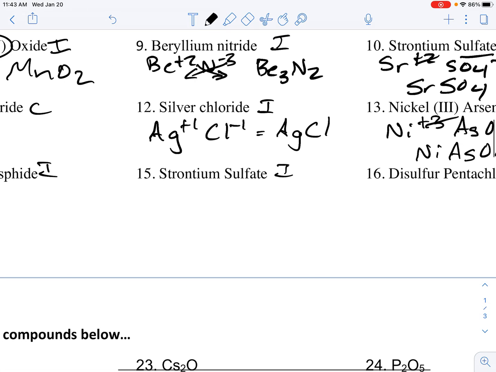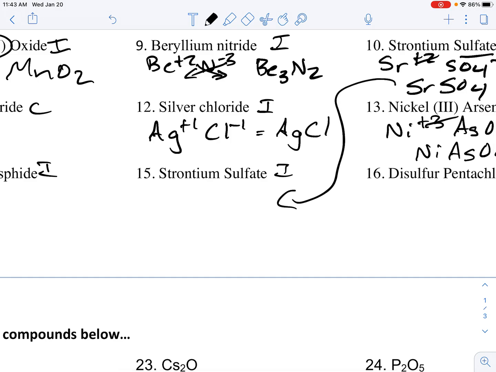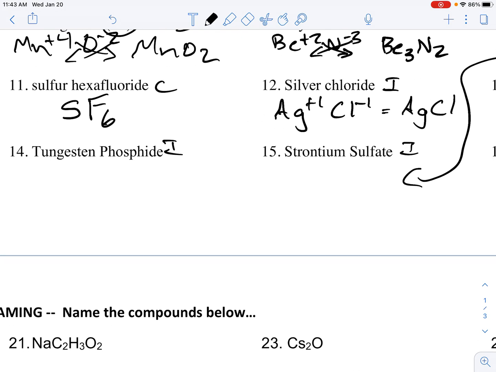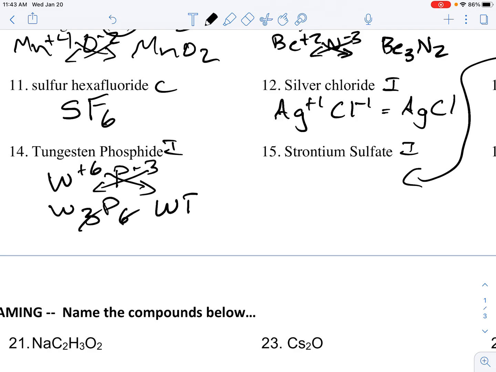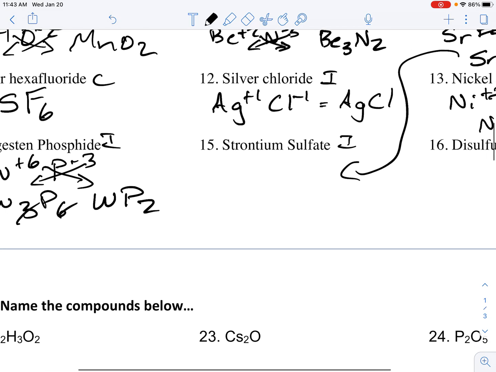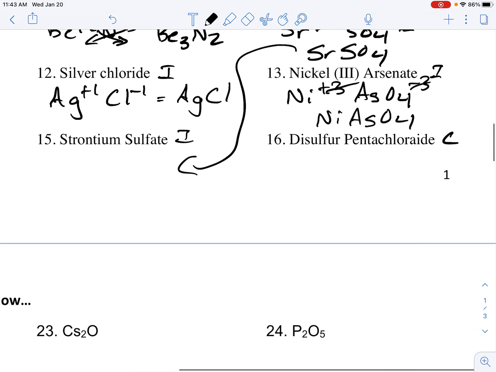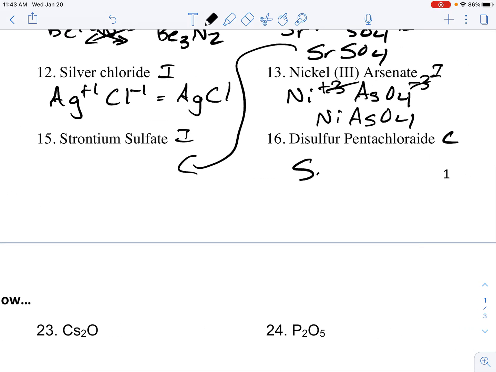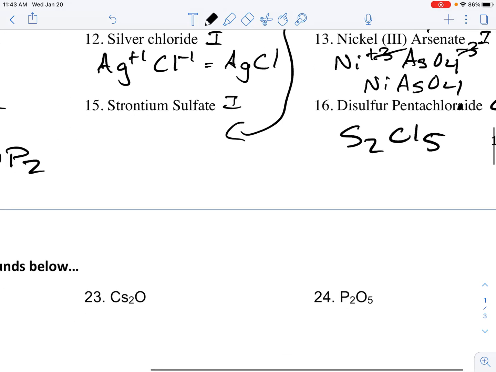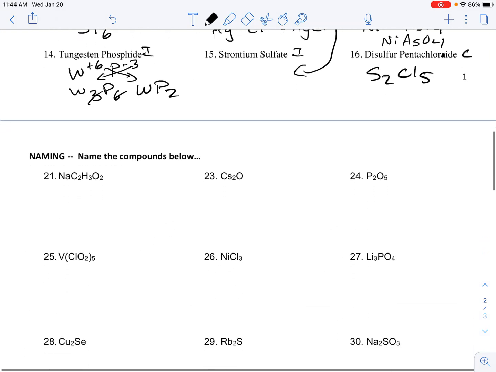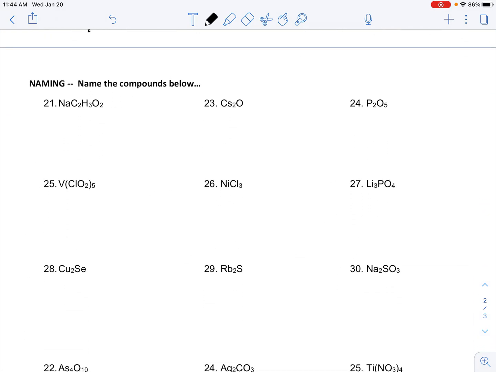Strontium sulfate, that's a double, so that's the same thing here. Tungsten phosphide. Tungsten's a +6. Phosphide's a -3. Crisscross, I get W3P6. But those reduce, so I get WP2. Okay, so that one's already done. Disulfur means 2 sulfurs. Pentachloride is Cl5. Oh, that's a typo there. All right, so that's formula writing. Choosing whether ionic or covalent.